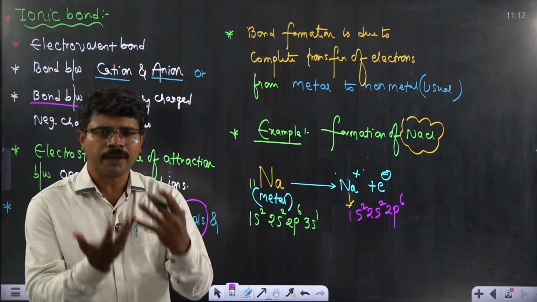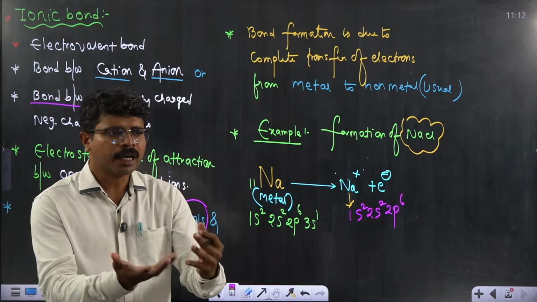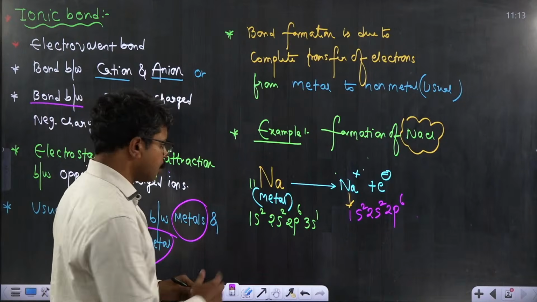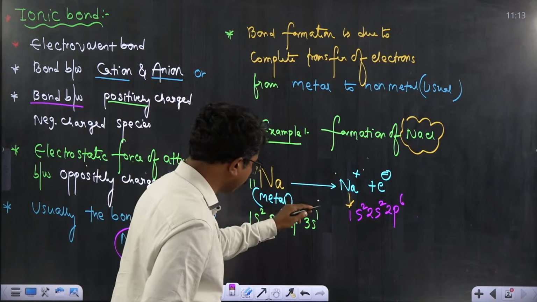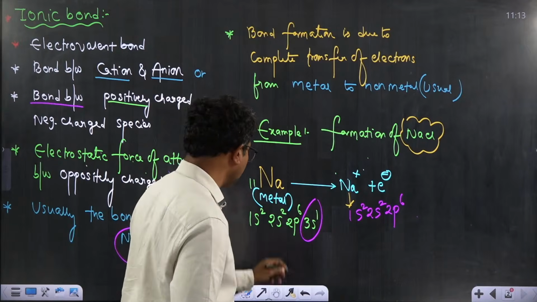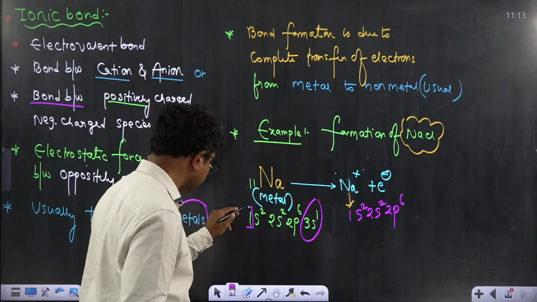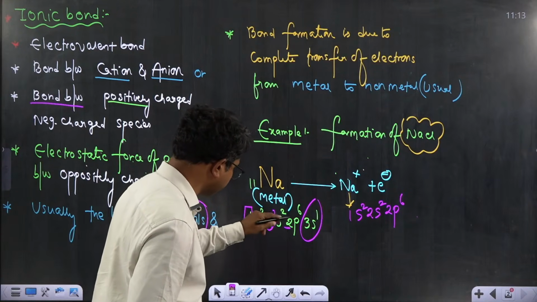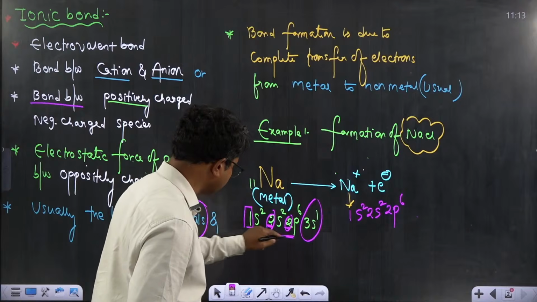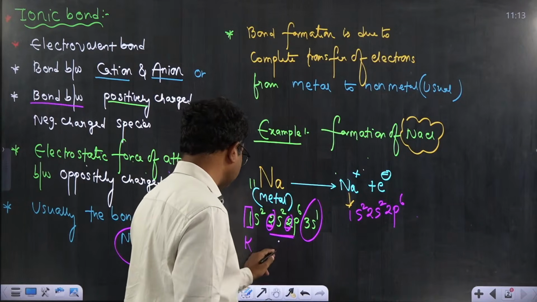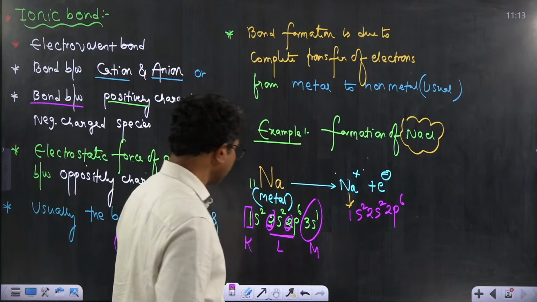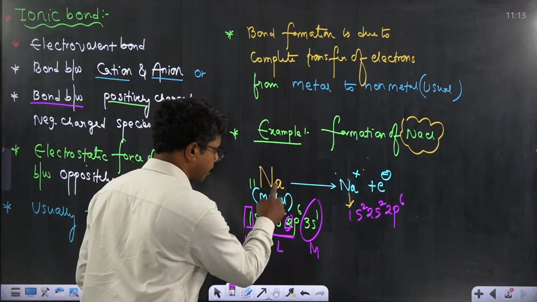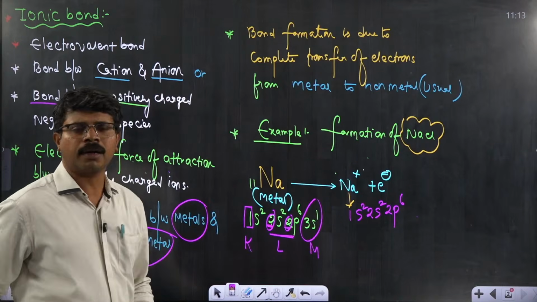So what is the need of giving out an electron from sodium? If you observe carefully, sodium has only one electron in its valence shell. As we know, this is the first shell, and wherever the number 2 is written, it comes under the second shell. This is K, this is L, and this is M. The outermost shell is M, and the valence shell of sodium contains only one electron.